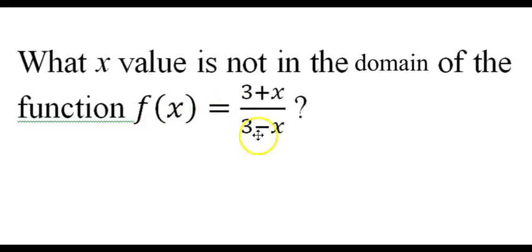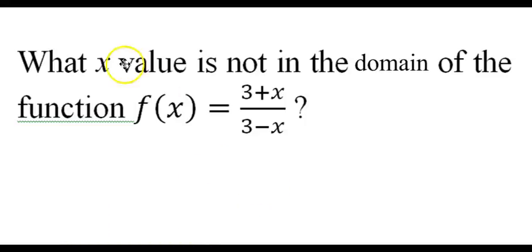F of x is this rational function here. We say rational because there's this fraction bar making a ratio. When we have a rational function with variables in the denominator, we run into a little bit of a problem, particularly with domain. So can you tell me which x value would not be in the domain?